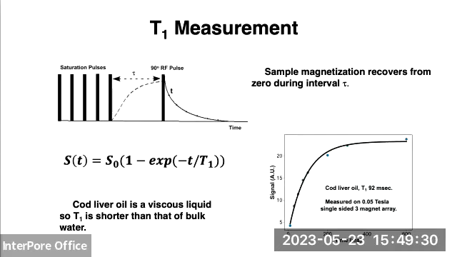The example I've got in the bottom right, this is cod liver oil. It has a T1 lifetime of about 100 milliseconds because it's a viscous liquid. Bulk water would be a couple of seconds. So we're now seeing the importance of mobility in determining these lifetimes.